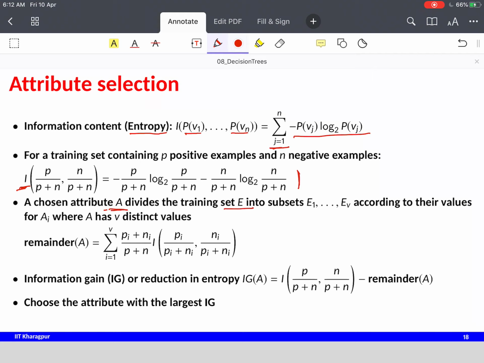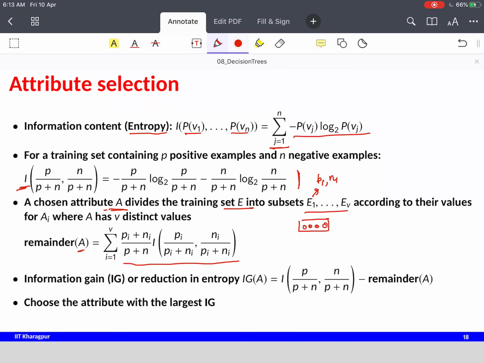Now we choose an attribute. If we choose an attribute A and it divides the training examples into, let's say, v classes, in each of those classes, let's say in E1, I have P1 in the positive class, N1 in the negative class, and so on and so forth. Once we choose an attribute A to partition all those examples, then we can measure the remaining disorder, that is, the entropy after the partitioning based on the attribute A.